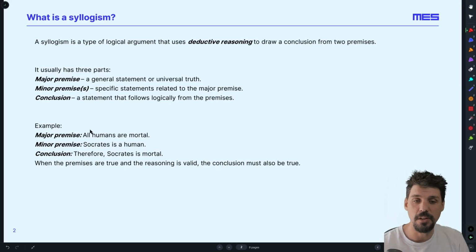So a very simple example is all humans are mortal. Socrates is a human, therefore Socrates needs to be mortal. This would be a valid conclusion because by virtue of being human, and we know that all humans are mortal, Socrates is therefore mortal. Okay?